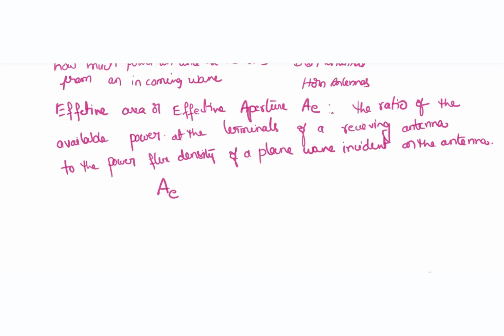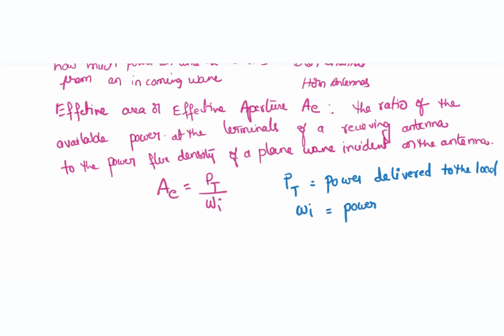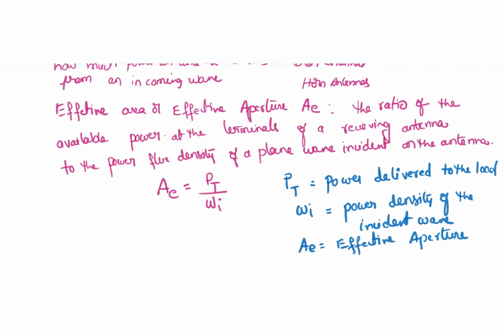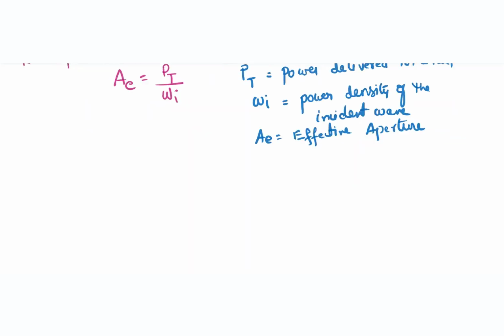That is represented with AE. AE is PT by WI. What is PT here? Power delivered to the load. WI is the power density of the incident wave, and AE is the effective aperture. I'll explain what is PT, what is WI.